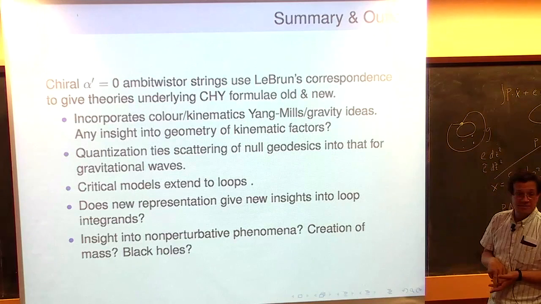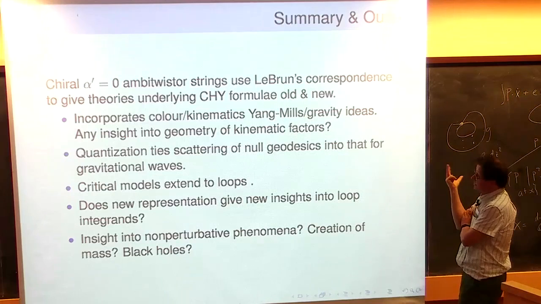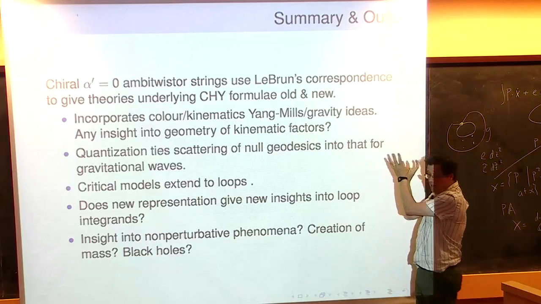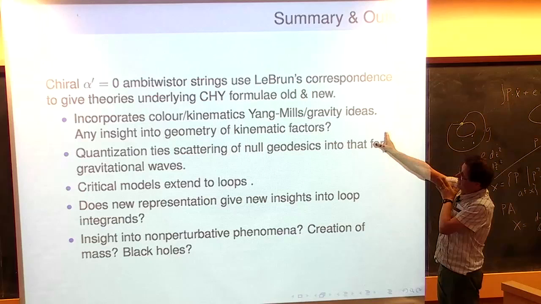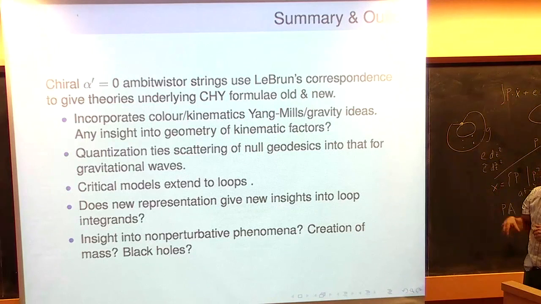Anyway, so just to say that these alpha prime equals zero ambitwistor strings use Lebrun's ambitwistor correspondence to give the theories underlying these CHY formulae, old and new. The CHY formulae already incorporate a very nice version of color kinematics. There are two things that one might like to learn from this: whether you get some insight into the geometry of the kinematic factors, well, there may be some things that could be said, I'm not quite sure. But the other thing that's really, I think, holding Zvi and friends up is how to extend these things to loops.